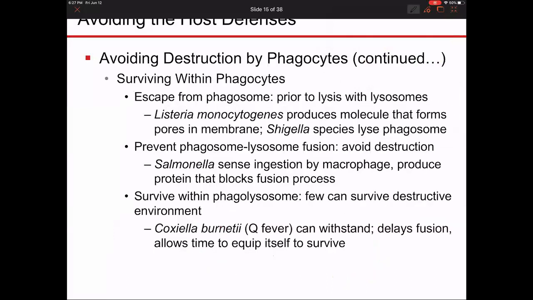And then the bacteria will evade this humoral response. Now I mentioned that some bacteria may arrive into the phagocytes, and once inside of the phagocyte, they could somehow survive. Some of them will escape out of the phagosome, before the lysosomes fuse and produce the phagolysosome. An example of a bacteria that can do that is Listeria monocytogenes.